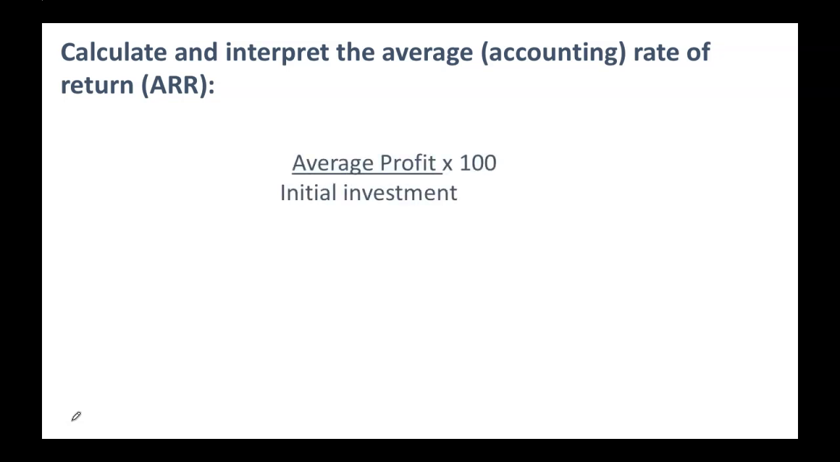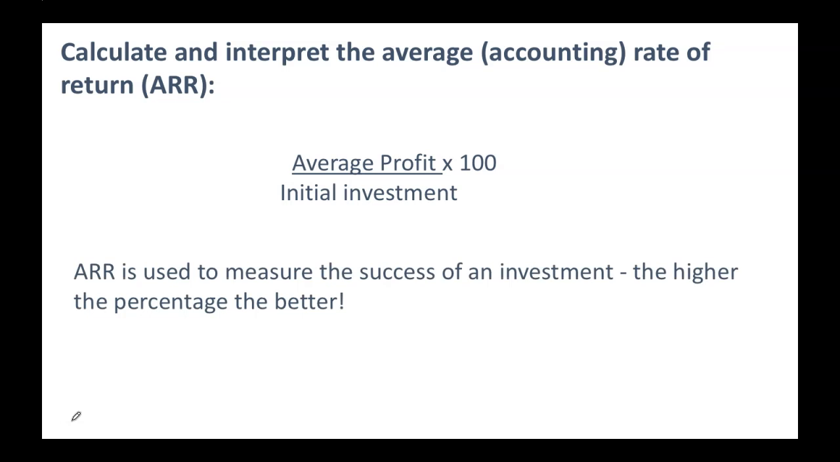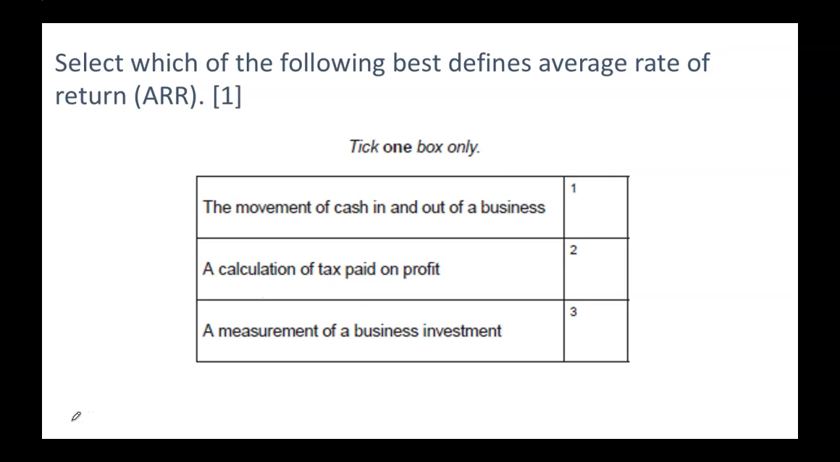So another equation that you need to learn is average profit over initial investment times 100, because it's going to be a percentage and it's going to measure the success of an investment. So the higher the percentage, the better for the business. Let's have a look at some past paper questions.